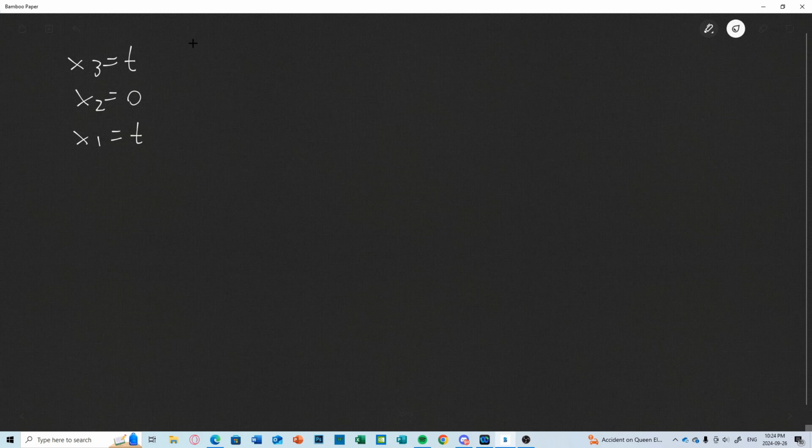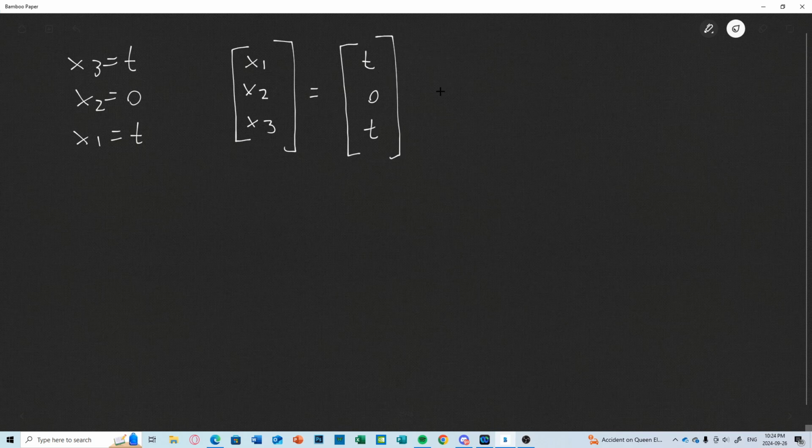Now with this, we're able to set them equal to each other in matrix form. We're going to have x1, x2, and x3, instead of equaling 0, 0, 0 like we had before. Since we found the reduced row echelon form, we're able to set this to t, 0, and t. Now from here, we can factor out a t to give us t multiplied by the matrix 1, 0, 1.